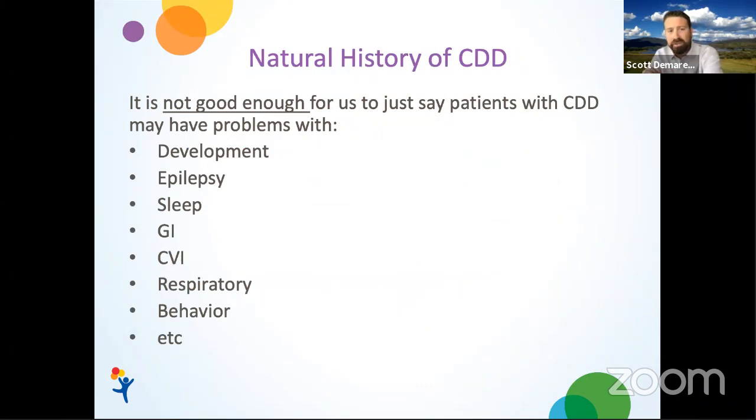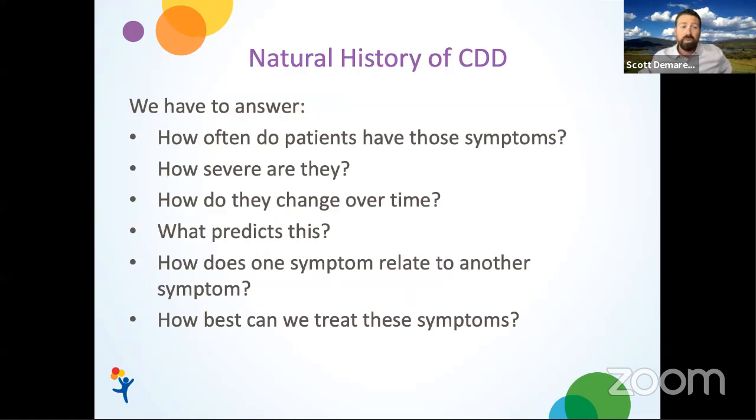So it's not good enough for us to just say that some patients with CDD have problems with development and epilepsy and sleep and GI and CVI and respiratory and behavior problems and so on and so forth. We really need to say, how often do patients have those symptoms? How severe are they? How do they change over time? What predicts a change? How does one symptom relate to another symptom? And how can we best treat these symptoms? And those are all questions we try to answer with a natural history study that goes one step beyond just phenotyping, which is basically describing what kinds of challenges they have.